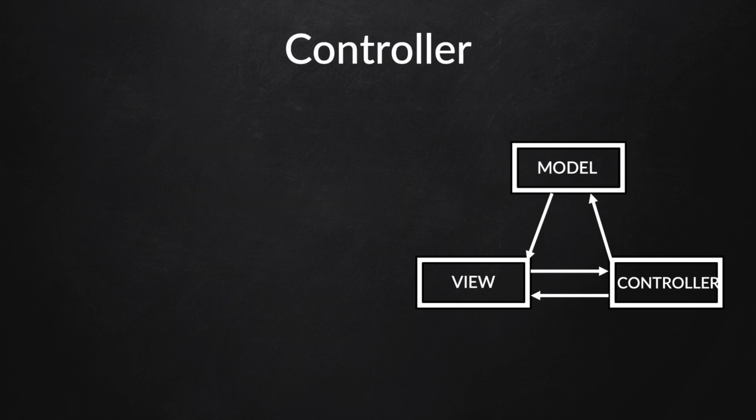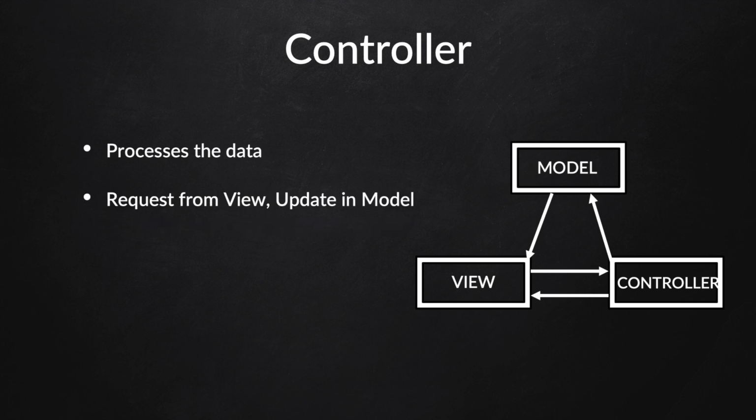Now comes the most interesting part of the architecture. The controller is the part in which we process data after we get a request from the view and before updating anything in our database with our model. The controller contains the functions that we can program however we want.